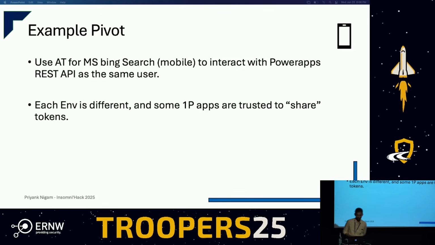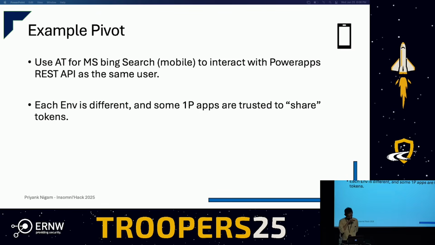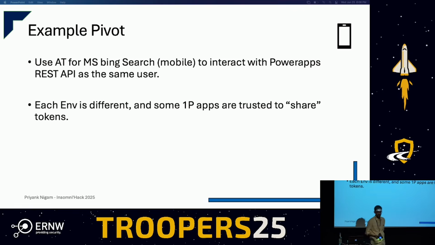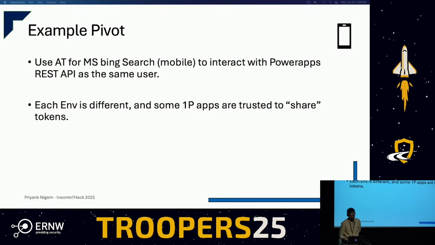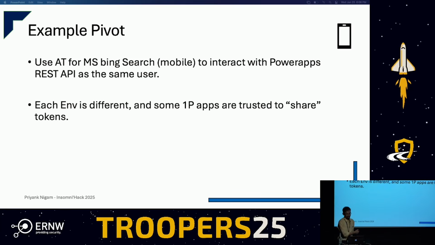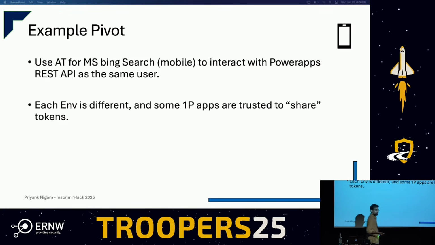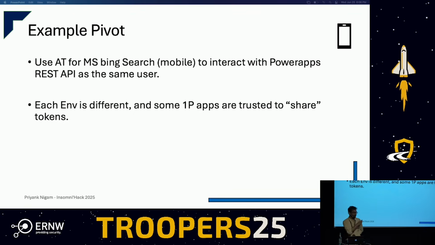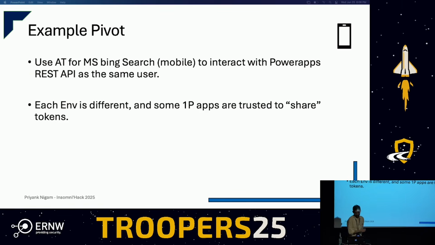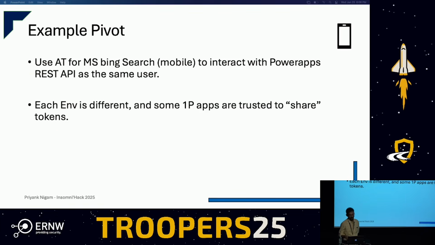One of the funniest pivots I came across was using MS Bing search on mobile. This application is pretty much available to all. If you do that on your enterprise managed device, you could interact with the Power Apps REST API as the same user. How crazy is that? Because your mobile device might be compromised in some way, and then that malware will be interacting with all other enterprise apps. So it's really bad. Some first-party apps are trusted to trust different applications. Every environment is different, and that's how Entra ID is set up. So always audit for that.